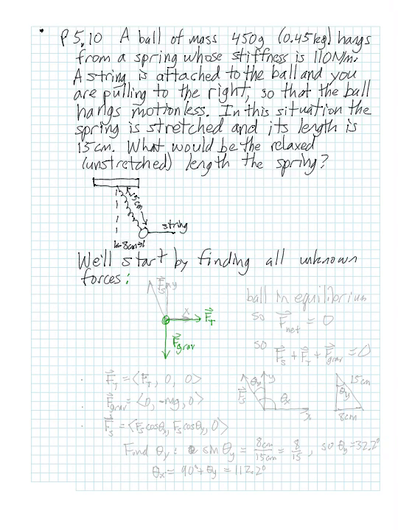I'll call that Fs. Since we know that the ball isn't moving, or the ball is in equilibrium, either way, that means that the net force is 0. So if I add up all of these forces, the spring force plus the tension plus gravity, those all add up to 0.